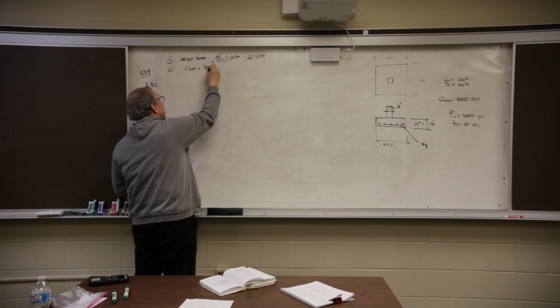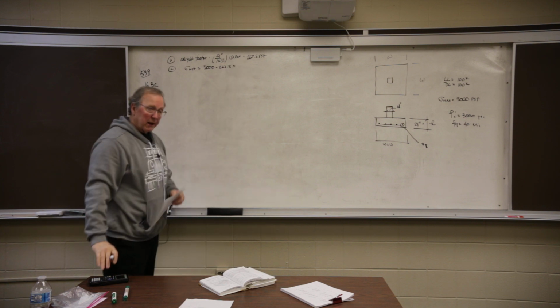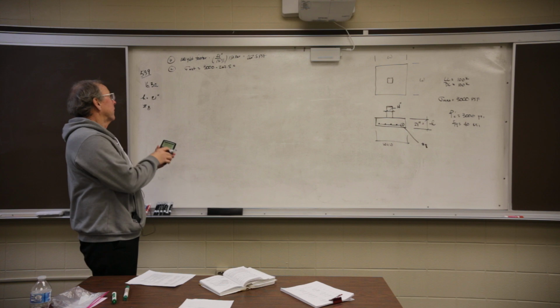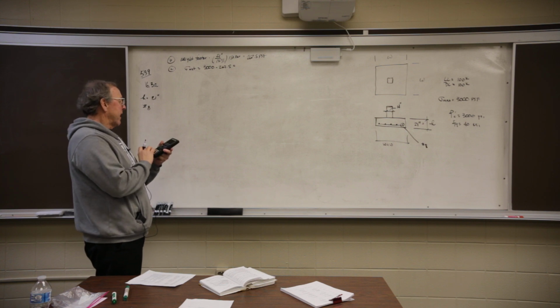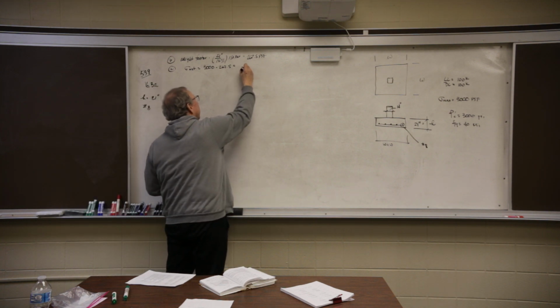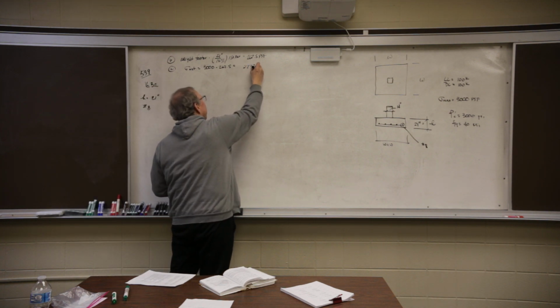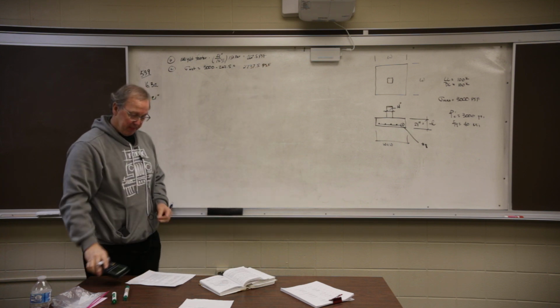3,000 I started with, 262.5 used by the footer. All I got to do is subtract the two and I've got the remaining. So 3,000 minus 262.5 is 2737.5. So there's what's pushing up.